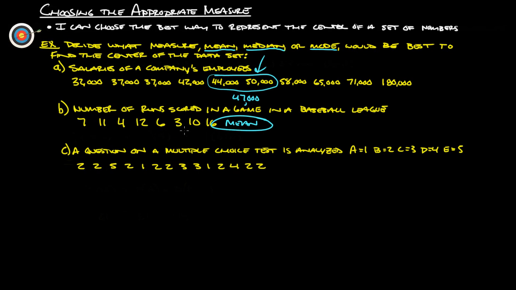And then C, a question on a multiple choice test is analyzed. A is 1, B is 2, C is 3, D is 4, E is 5. This is the one, especially since you see a whole bunch of 2s in there, where it would be most helpful to find the mode, the one that happens most often. So in case you happen to be guessing, you just really don't know, I would definitely choose B because B is the one that occurs the most often.